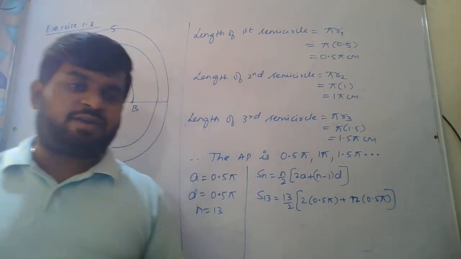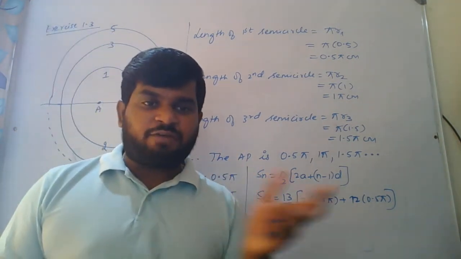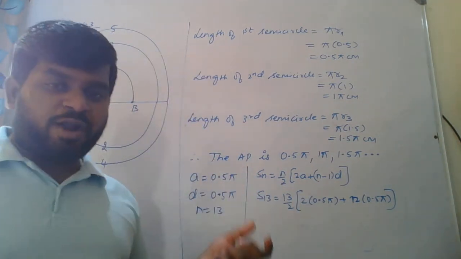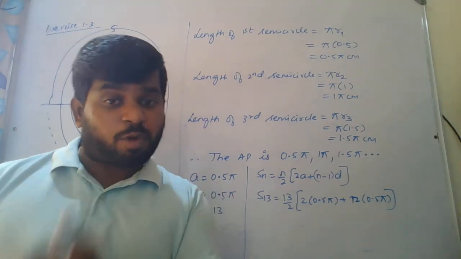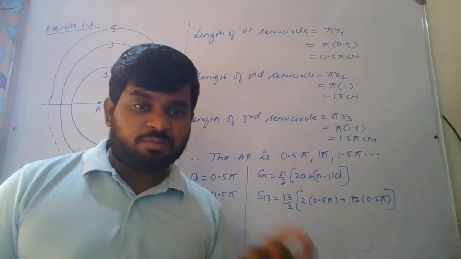Because 0.5 is half, right? So half of 100 is 50. 0.5 into 4 becomes 2. 0.5 into 9 becomes 4.5. 0.5 into 30 becomes 15.